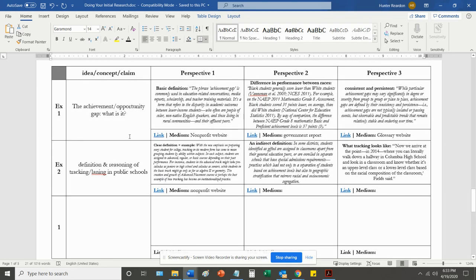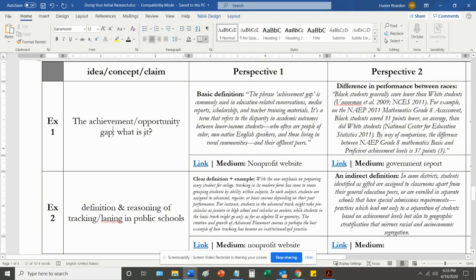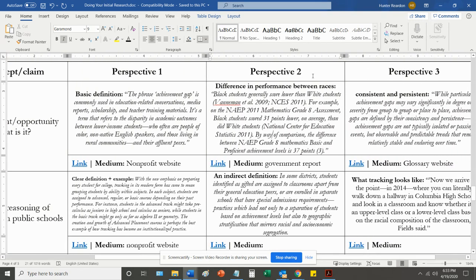If you look here, I found 3 different sources that talked about the definition of the achievement gap, and what it is, and maybe how it can look. It's 3 different perspectives that all sort of generally support this idea, my purpose here, which is to define and clarify exactly what the achievement gap is.